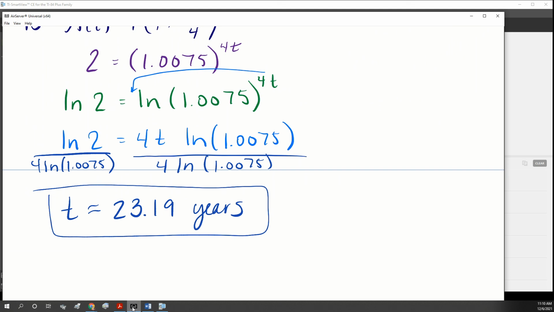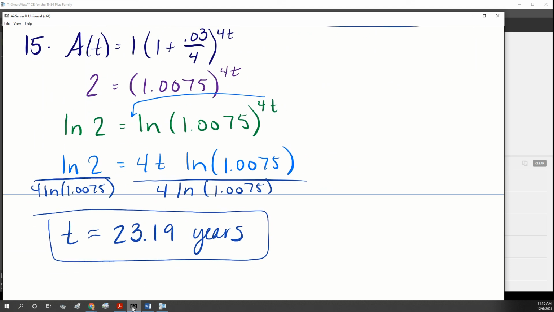Do you think it would have worked out differently if we invested $1 million instead of 1? Do you think it would take longer or shorter for $1 million to double, or the same? It should be the same, because even if we said it was 100, this one would be 200. As soon as you divided, you'd get 2. So that's how long it takes every amount that you invest to double in this account.